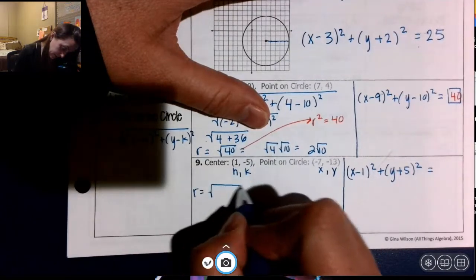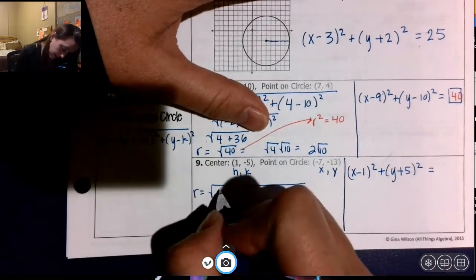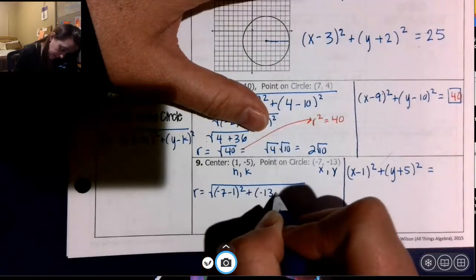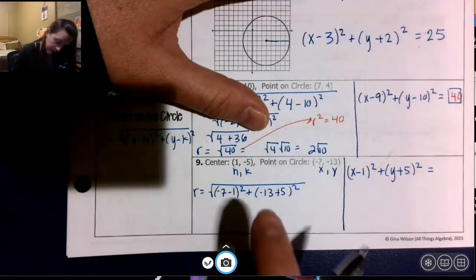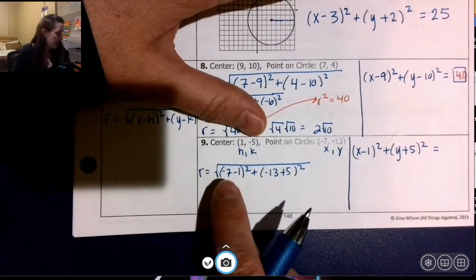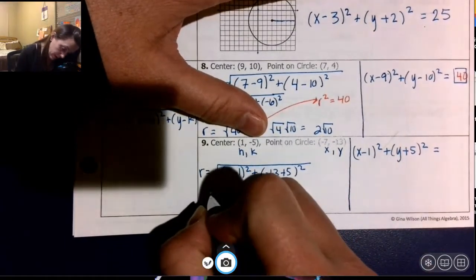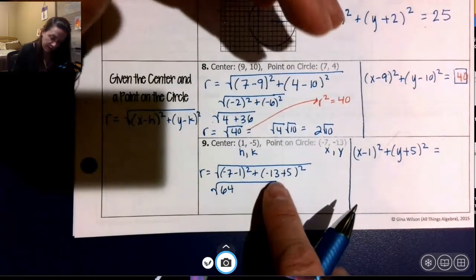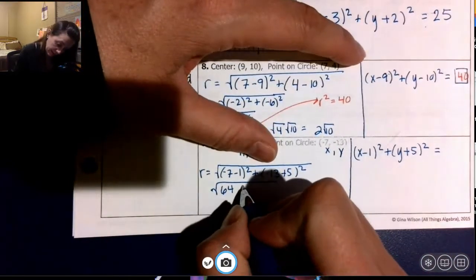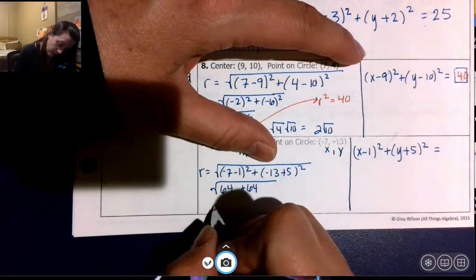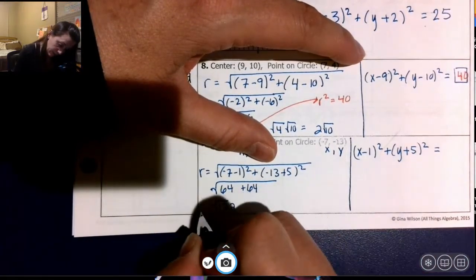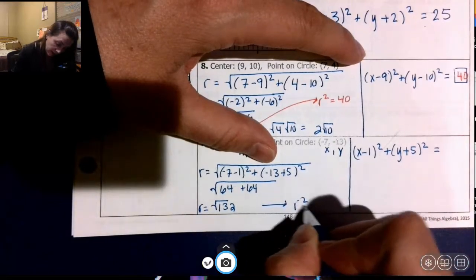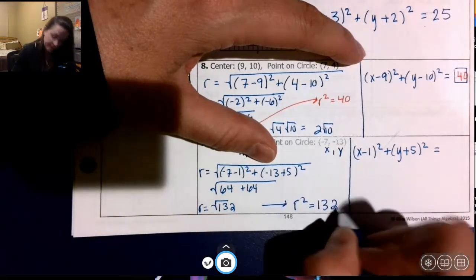Radius is equal to the square root of (negative 7 minus 1) squared plus (negative 13 minus negative 5) squared. Negative 7 minus 1 will be negative 8, squared is 64. Negative 13 plus 5 will be negative 8, squared is 64 again. That gives 132.